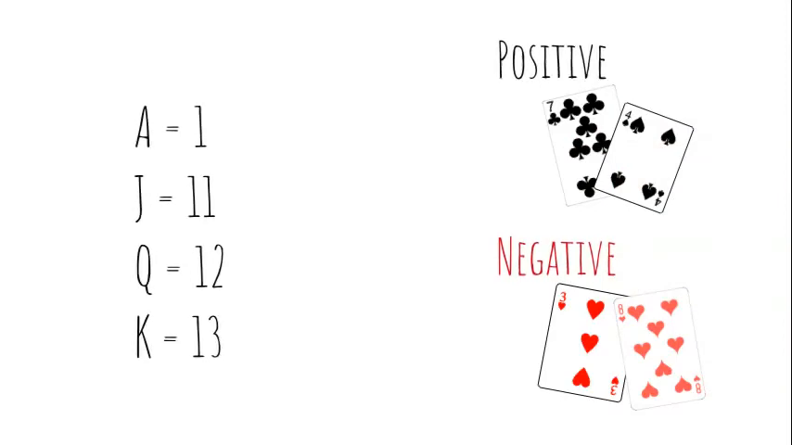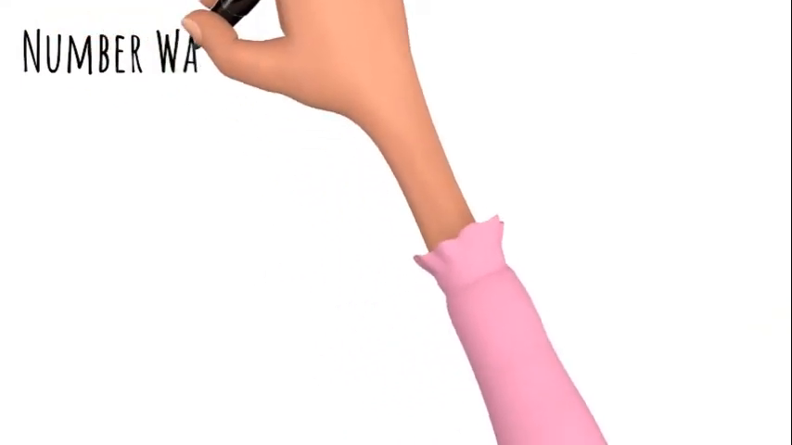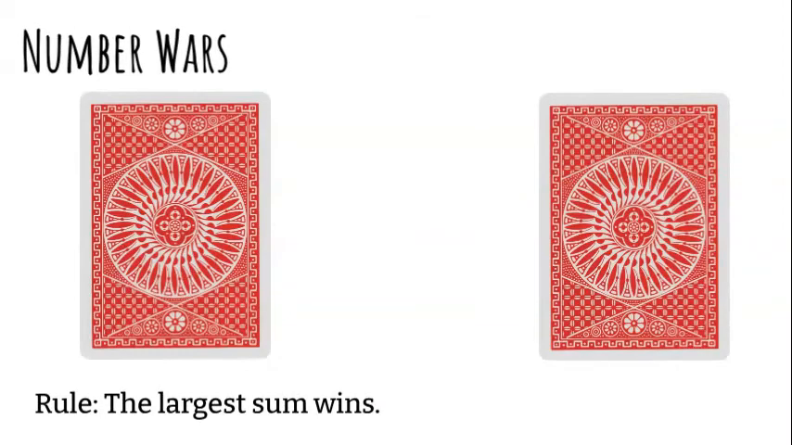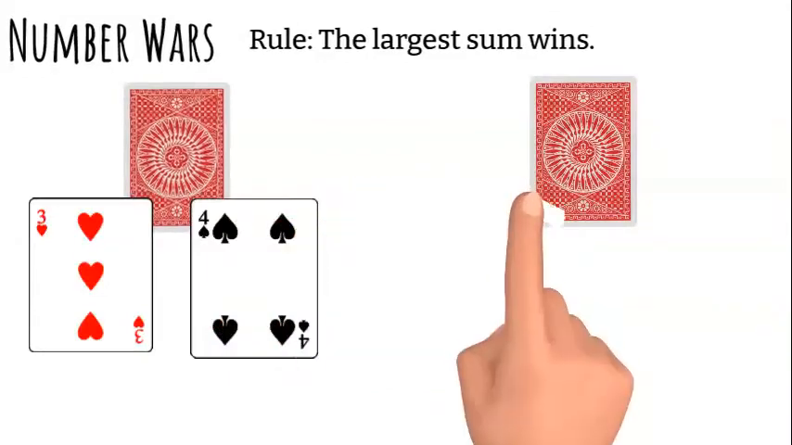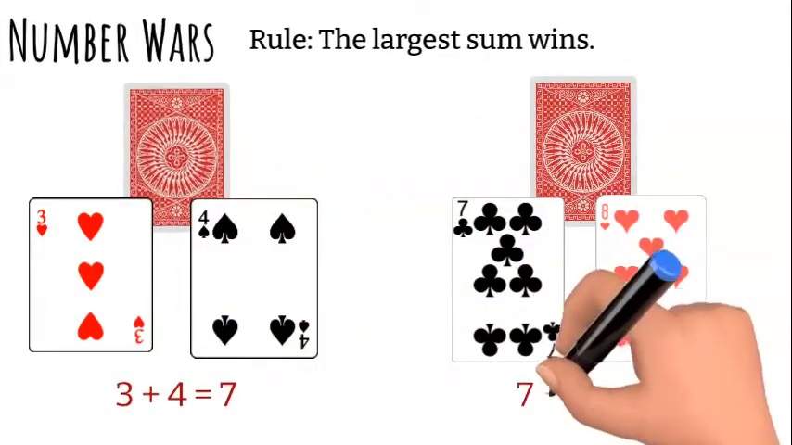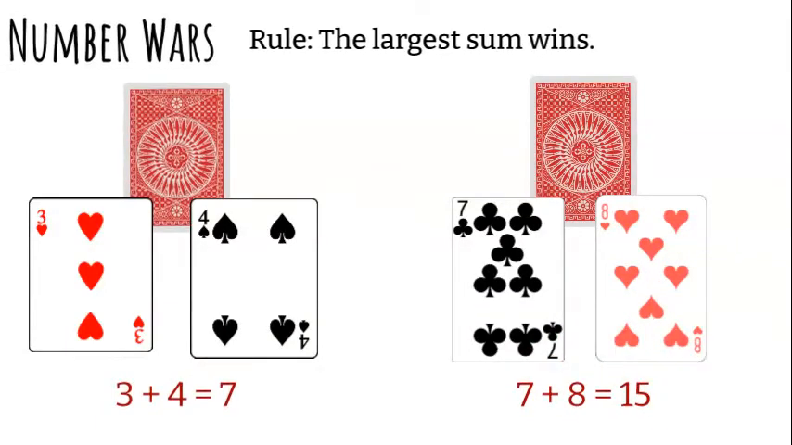Let me walk you through an example. Both students will keep their cards face down in front of them. The rule for this specific example will be the largest sum wins. At the count of three, both players will flip their two cards. On the left, you can see player one and her two cards, and on the right, you can see player two and his two cards. Both players will add their two cards to determine who has the larger sum. Player one has a 3 and a 4, which is 7, and player two has a 7 and an 8, which is 15. Since the rule was the largest sum wins, 15 is greater than 7, so player 2 wins this round and gets to keep all those cards.